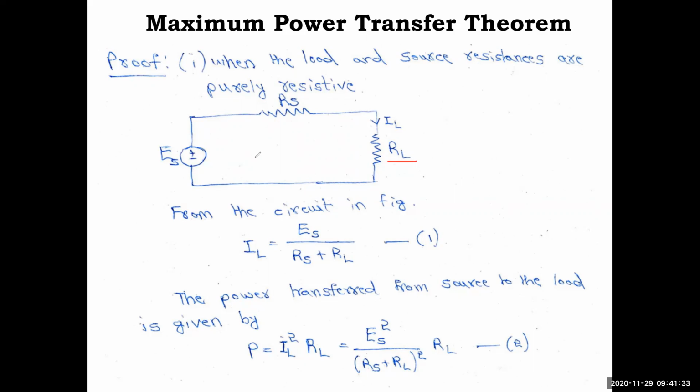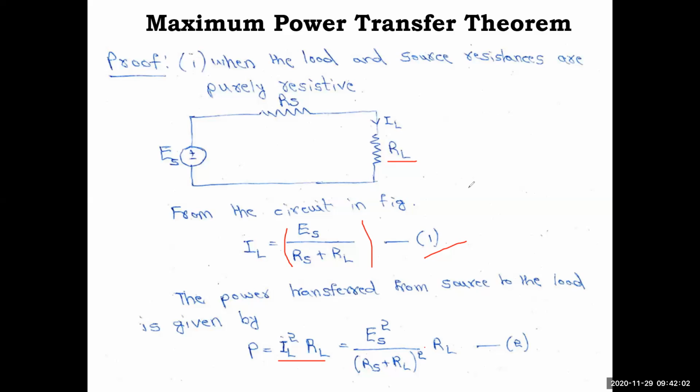From the circuit in the figure, Rs and RL are in series, so Rs plus RL. Voltage by resistance is current, so IL is Es by Rs plus RL. Make it equation number 1. The power transferred from source to the load is given by current square into RL, IL square into RL. So take the square of equation 1: Es square divided by Rs plus RL whole square, into RL. Make this equation number 2.